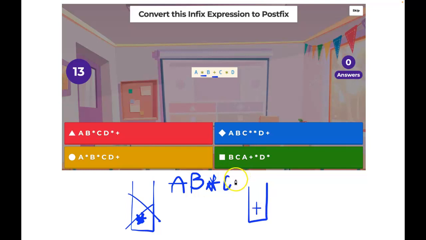And then because our next one is of greater precedence, we're going to push that into our stack. It's a multiplication symbol. And then we're going to do D. And now since we're done with our expression, we're going to pop everything and empty out our stack. And we're going to end up with this answer. So it's perfect.